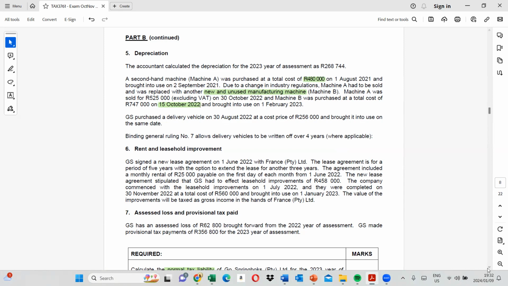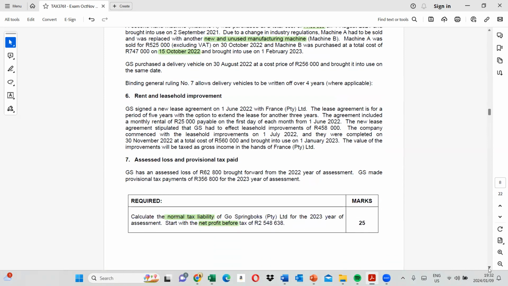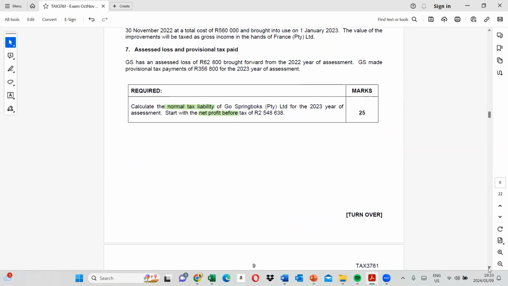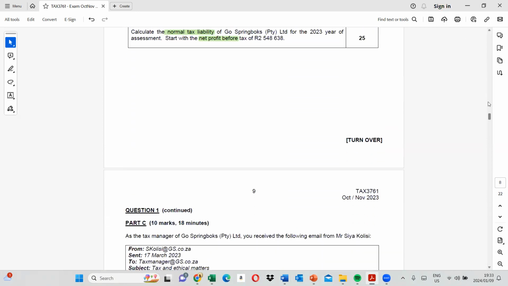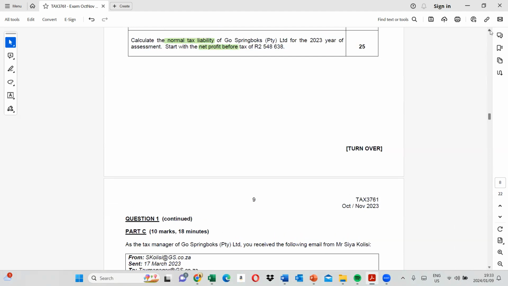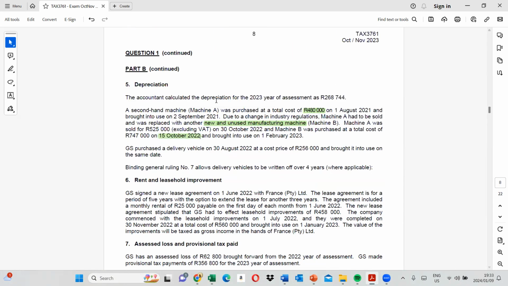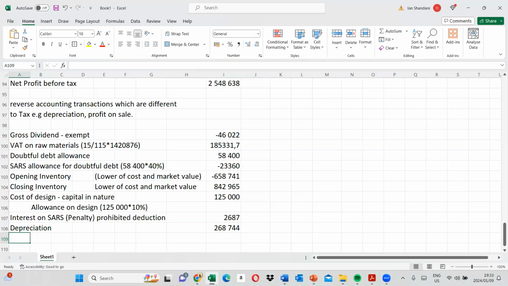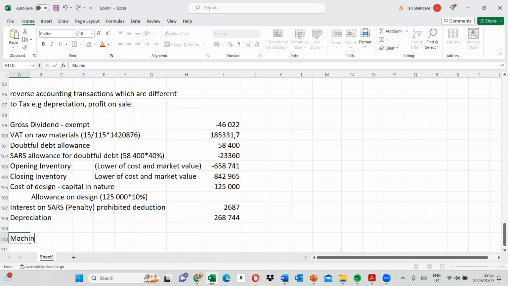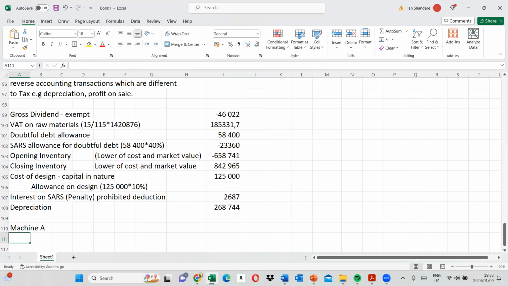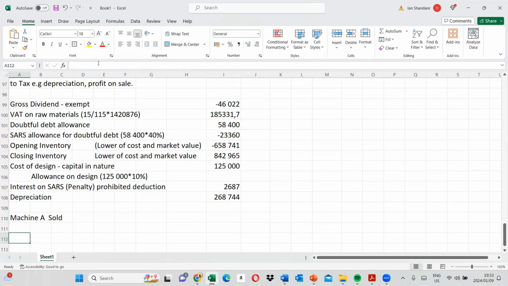So in regards to this, right, this was replacement assets. So there were a lot of principles that you had to look at in regards to this. So there was so much that you could have done. So the first thing, you have machine A, all right? Machine A is being sold. So now, what do you do in regards to the machine that is being sold? So one, you have to determine now the capital allowance.